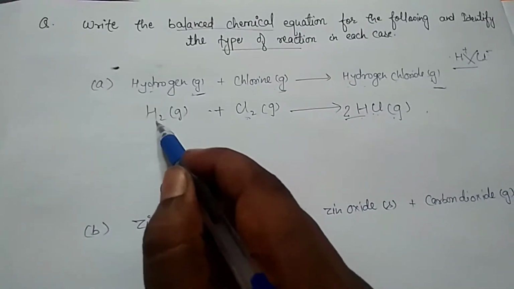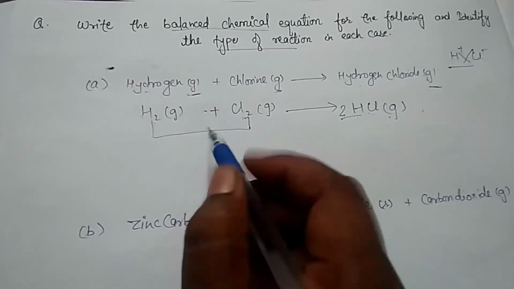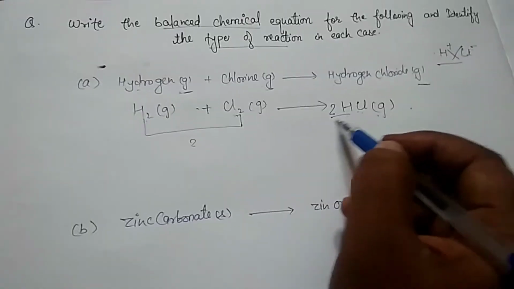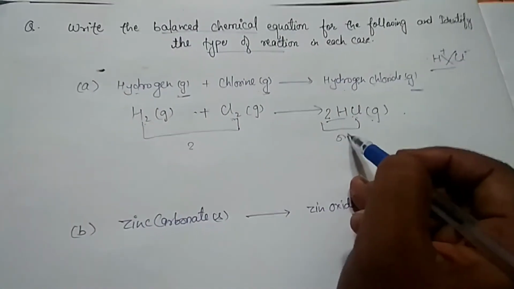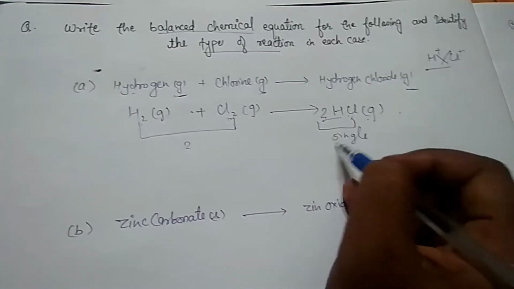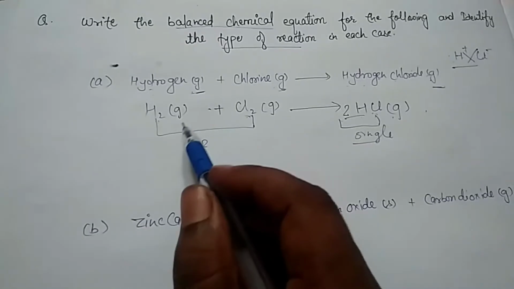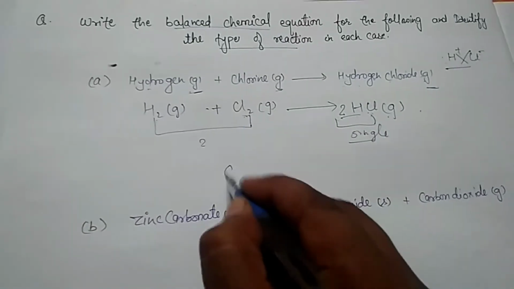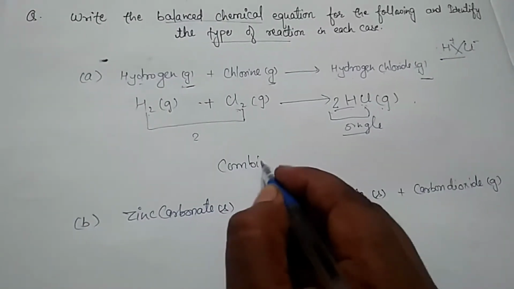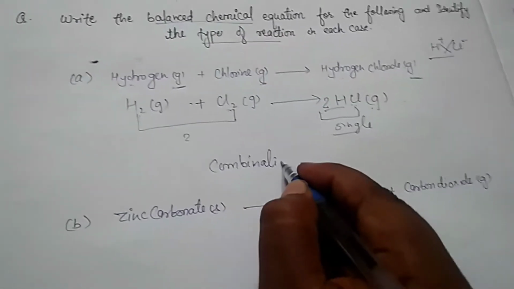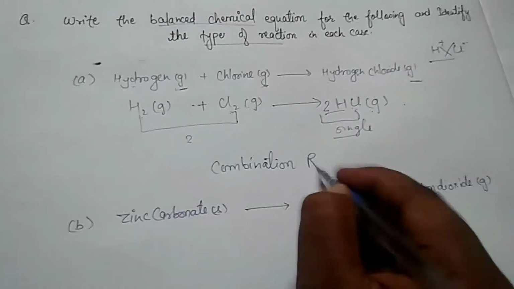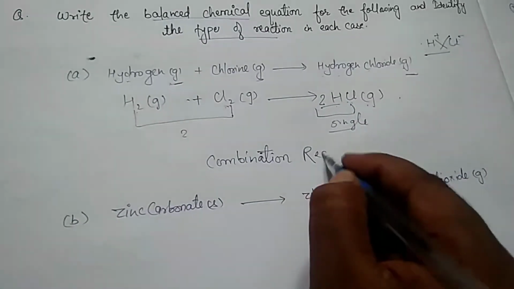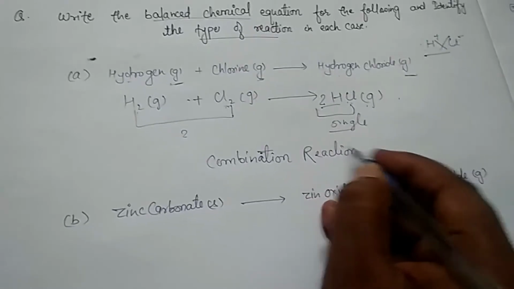See children, 2 reactants, a single product. I have told you that those reactions in which 2 or more reactants combine to give a single product will be a combination reaction. Easy children? Any problem?